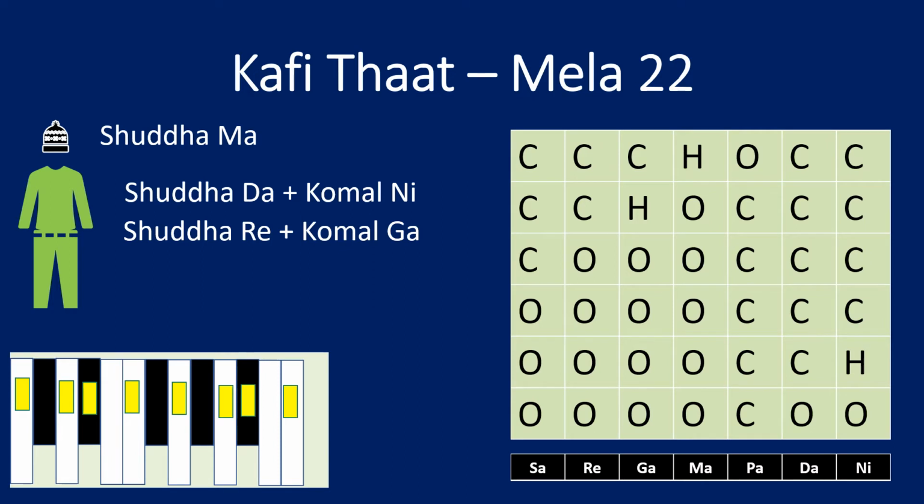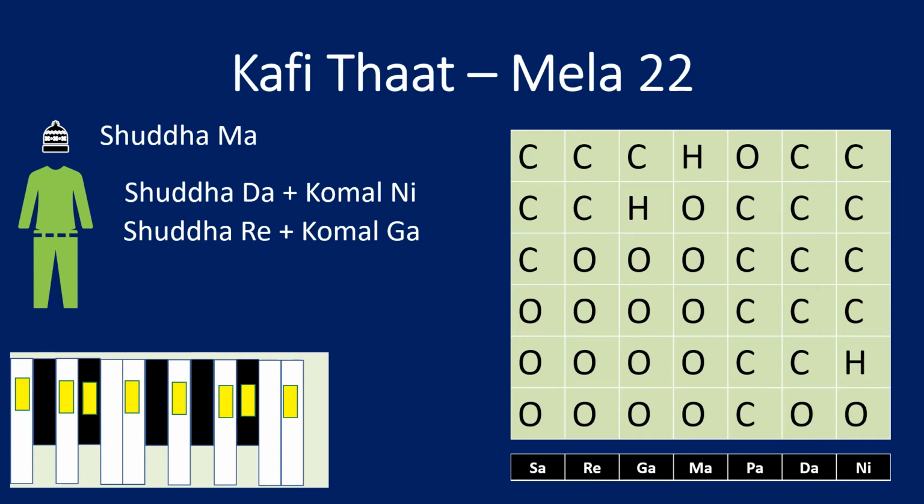The third one on our list is Kafi. Here, Kafi is similar to Khamaj, but the Ga is komal, or the lower of the two Gas. This can be represented on a piano if you take Sa as the note C by these scales. Now, the Ga and the Ni are the black keys.